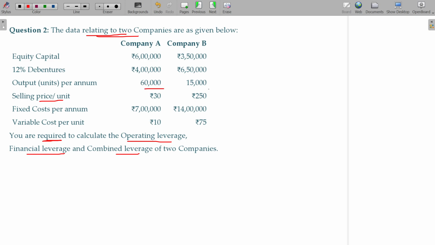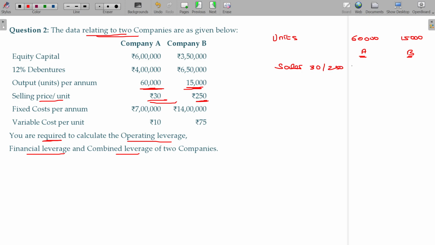Number of units sold being 60 and 15. So we have two companies, company A as well as company B. Units sold being, in case of A, 60,000 units, in case of B, 15,000 units. And sales being 30 and 250. Okay. 30 and 250.